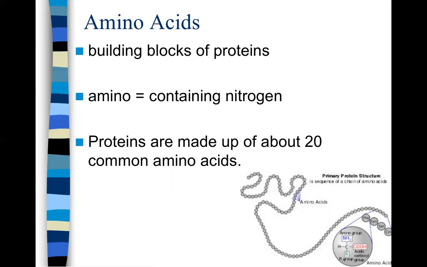Proteins have 20 common amino acids, so there's 20 different kinds of puzzle pieces in our puzzle, and depending on what the end picture is going to look like, we arrange the puzzle pieces in different ways.